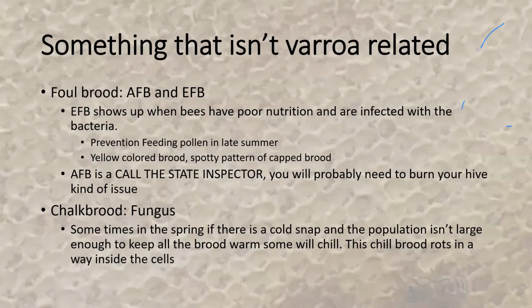foul broods. So there's two different foul broods that exist in the world. There's European foul brood, which shows up when bees have poor nutrition and/or are affected with a bacteria. This is something that's prevented with good nutrition. Good nutrition meaning a good and plentiful pollen source throughout the season.